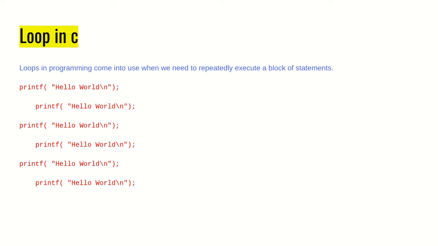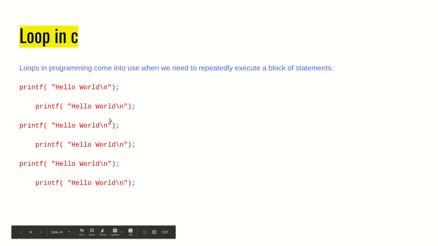Hello friend, today we are going to discuss loops in C. Before understanding the loop, I first want to ask you one question. I want to print the digits from 1 to 10. How can we print them? We can print 1, 2, 3, 4, 5, 6, 7, 8, 9, 10 like that.